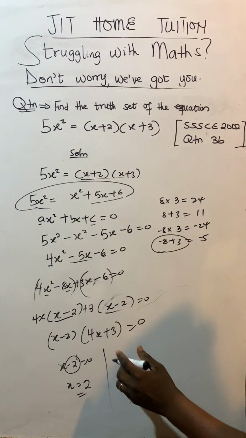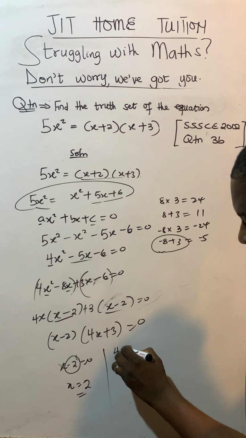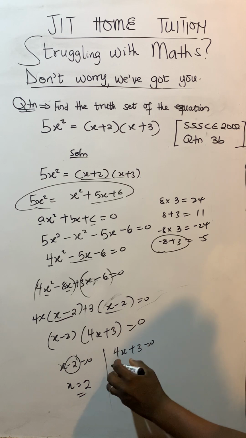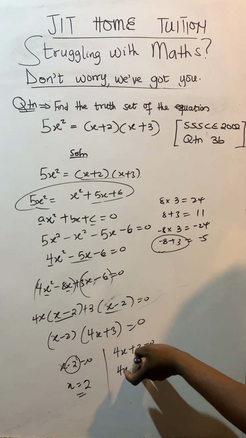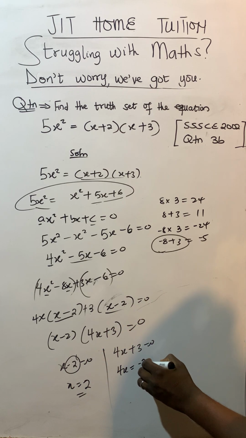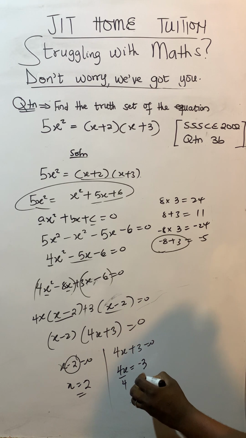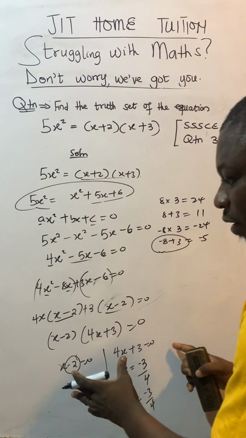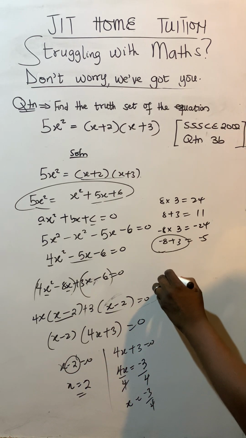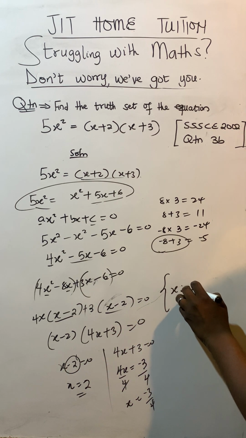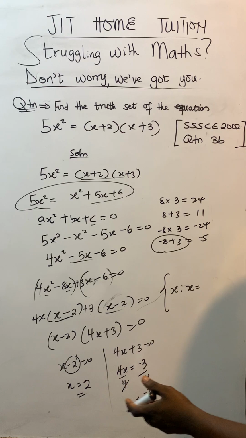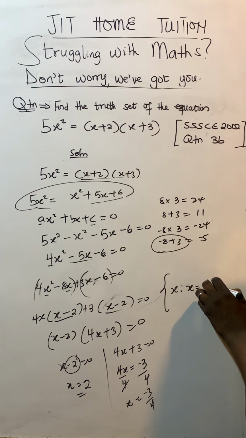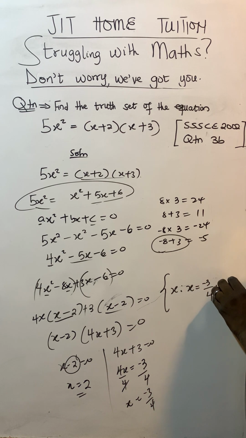All right, then you come to this side also, which is 4x plus 3 equals 0. You have 4x, and this 3 moves to the other side, giving you negative 3. You divide both sides by the coefficient of x, so x will be equal to negative 3 over 4. These are the values of x. So the truth set, you can write it this way: the values of x are negative 3 over 4, comma, 2.